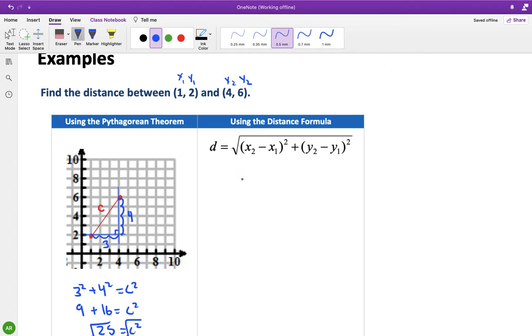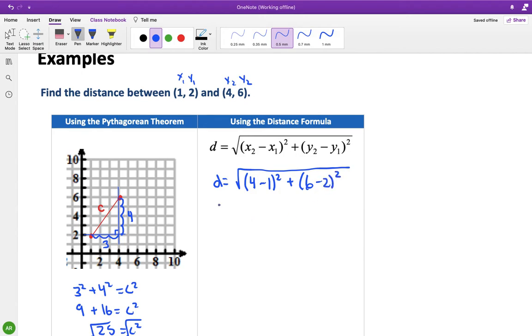The right signs with those points, with the x and y points. All right, so D equals, and I'm going to plug this in the right way. So we have 4, x2 is 4, minus x1, which is 1, squared, plus y2 is 6, minus y1, which is 2.